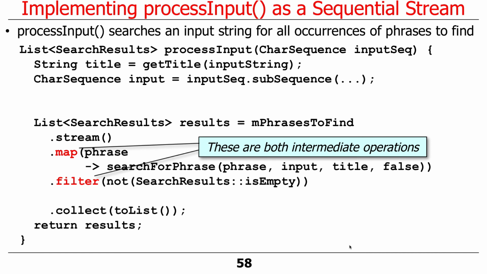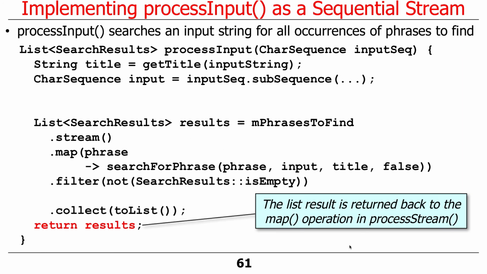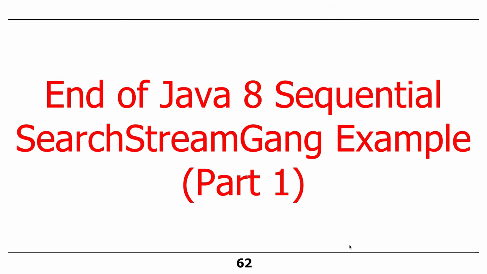These are both intermediate operations. They don't do anything until we hit collect, and collect starts the wheels in motion, does the processing, and then yields a result, which is a list of search results, which gets returned as the result of this method. That comes back over to the processStream method, and so we end up with a list of search results for the things that were not empty. Okay, so that's basically how that works.